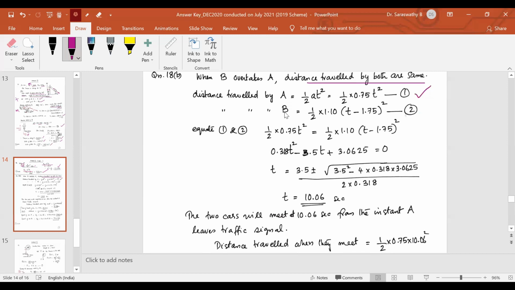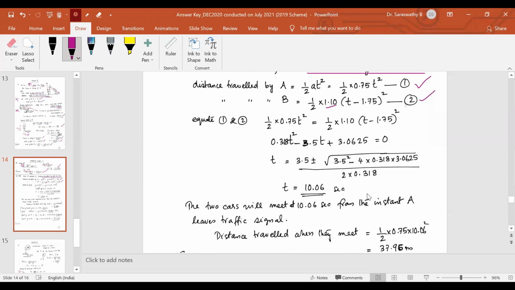The second car B starts 1.75 seconds later. So if car A takes t time, car B travels only for t minus 1.75 seconds. So distance traveled by B will be half a t square, its acceleration is given as 1.1, and it travels for t minus 1.75 seconds. Both these are the same at the point of overtaking. So equate half 0.75 t square is equal to half 1.1 into t minus 1.75 whole square.